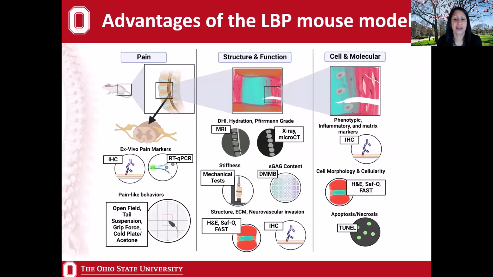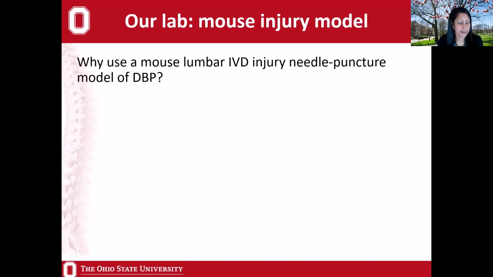How is it changing? Using different imaging techniques, mechanical testing, looking at protein level. And then when we get to the cell and molecular, we can start phenotyping the cells and seeing what's going on at that end. So I think there are definitely many advantages of using the mouse model for disc research. So why use the mouse model?